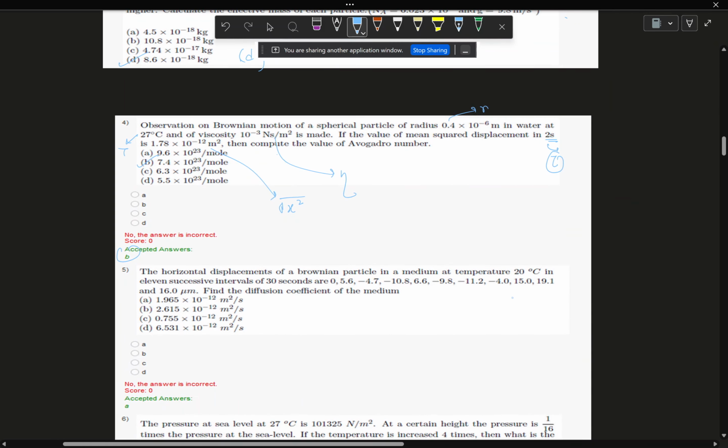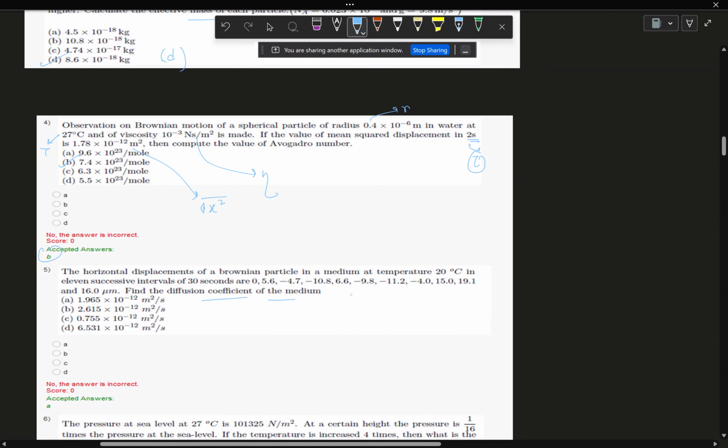So all similar values. Now the additional thing that you have to calculate here is the diffusion coefficient of that medium. In the lecture you have been given the derivation and the formula for that, so I will not go into the detailed derivation here. I will directly use the formula and we will solve this. Let me solve it here only.